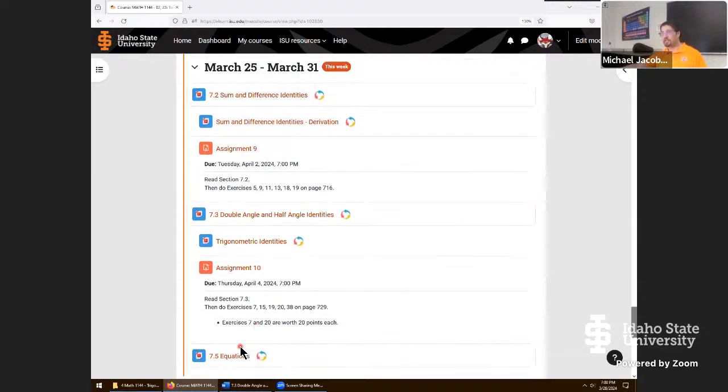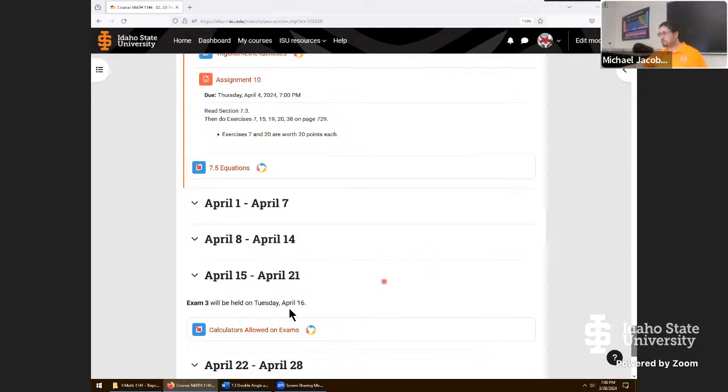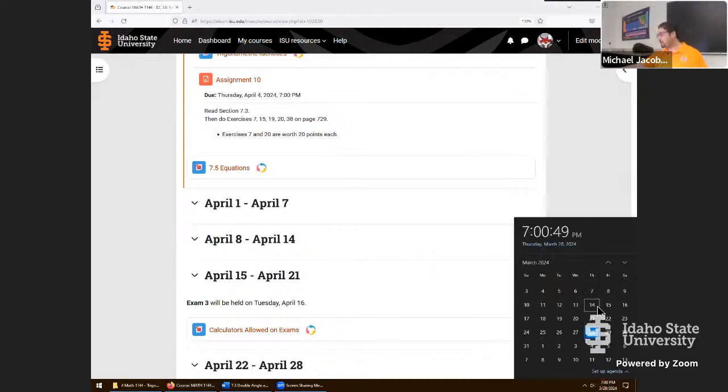I also posted section 7.5 on equations just as a preview, but if we have additional time, we might take a look at that document. And as for what's going on further down in the schedule, we're having a third exam Tuesday, April 16th. That's going to be just a few weeks away. So still a good amount of time.